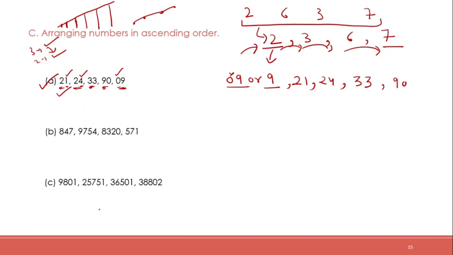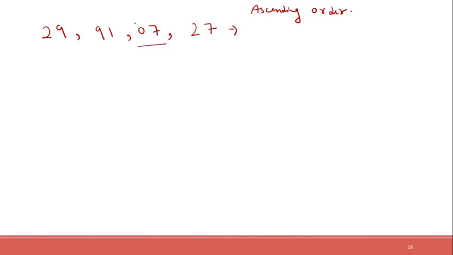Before proceeding to three digit numbers, let me take some more examples. Here we have 29, 91, 07, 27. Arrange in ascending order. How to arrange these numbers in ascending order? Find the smallest number. It is the smallest because it is a single digit number, because 0 is at its tens place. That means it has only a single digit because 0 holds no value here, right? So we will write 07, then check the tens digit now.